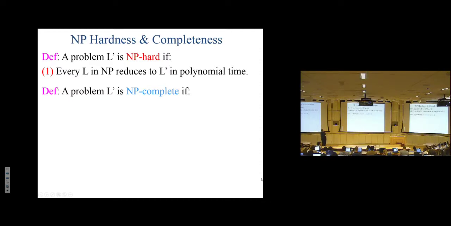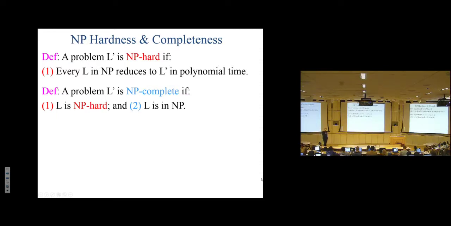Second definition. A problem is NP complete if it's NP hard and that problem in itself is in NP. Because remember, that problem L prime didn't have to be in NP. This is supposed to be L prime, by the way. This is a typo. So L prime didn't have to be in NP. Now we're saying it is. And if it is in NP itself, it's not just NP hard, it's NP complete.